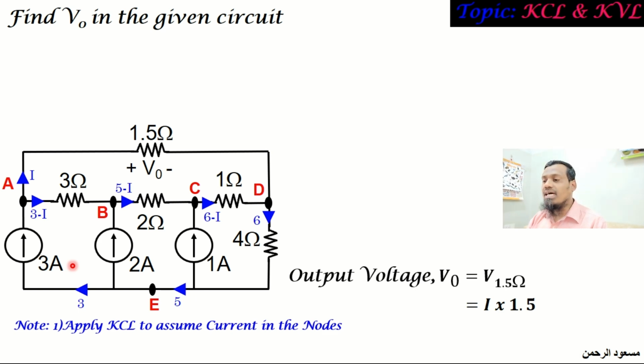We are in need of finding I. We will write the voltage equation of this loop A, B, C, D, A. Let us assume that the loop direction is A, B, C, D, A.